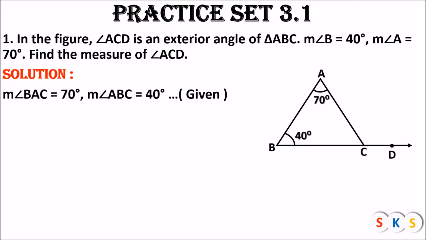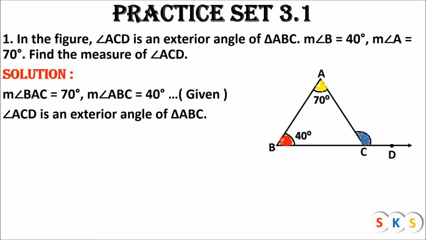Here given is measure of angle BAC is 70 and measure of angle ABC is 40 degrees. Angle ACD is an exterior angle of triangle ABC. Look at this figure. Here angle ACD is an exterior angle of this triangle, and we know the measure of an exterior angle is equal to the sum of its remote interior angles. So what are the remote interior angles for exterior angle ACD? Angle A and angle B are remote interior angles for exterior angle ACD.